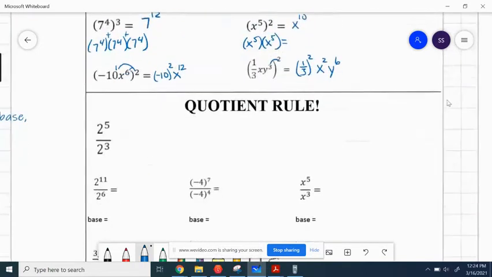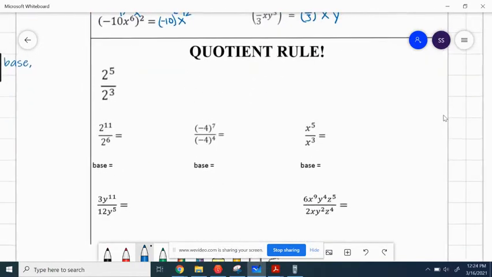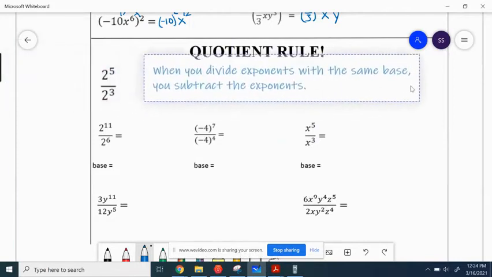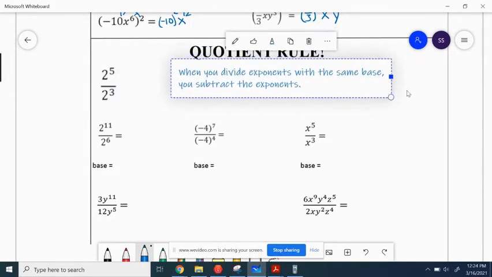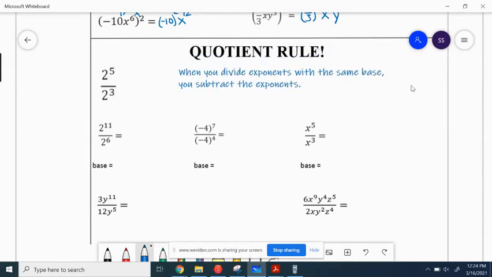All right, moving on. The last rule we have this week is the quotient rule. A quotient is the answer to a division problem. So this is when we're dividing exponents. All right, so let me pull this over here. Go ahead and write this down. When you divide exponents with the same base, you subtract the exponents. All right, so underline some keywords here. Quotient means divide, and when we divide, we need to subtract the exponents as long as we have the same base.